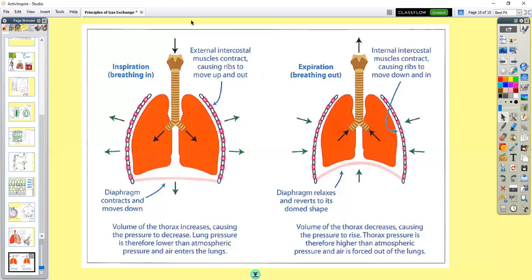Hopefully that has helped with the principles of exchange and transport for AS biology.